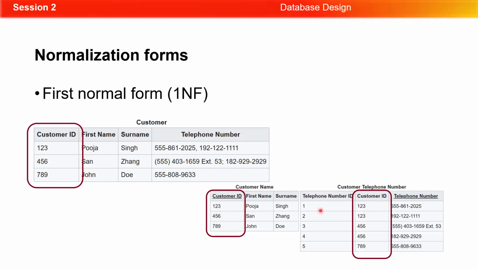And we can see here that the primary key for the customer name is now one of the keys for the customer telephone number, and this is now allowing us to have unique values in each cell and unique rows. Again, this is not the only approach, but this is certainly one approach.